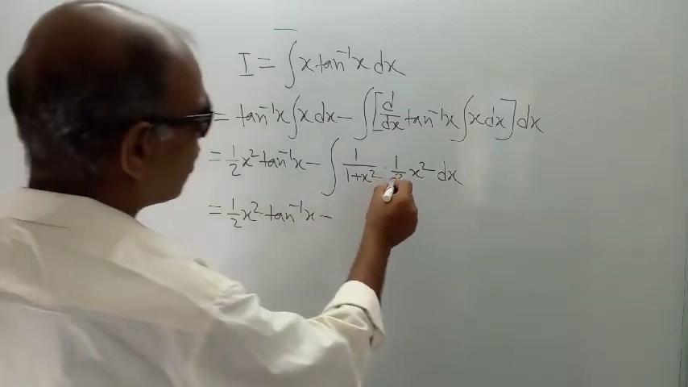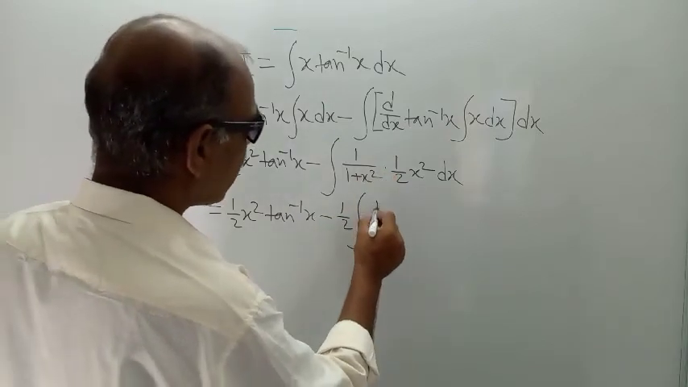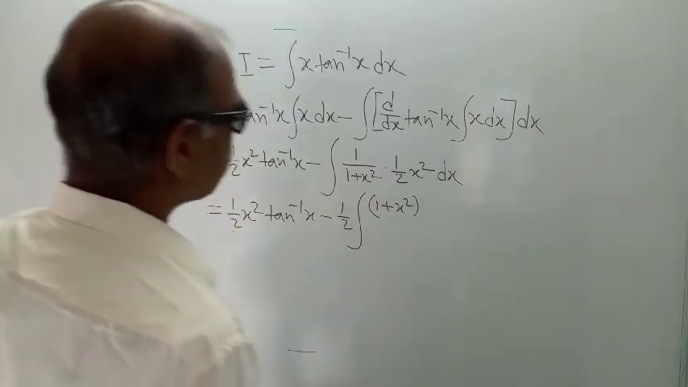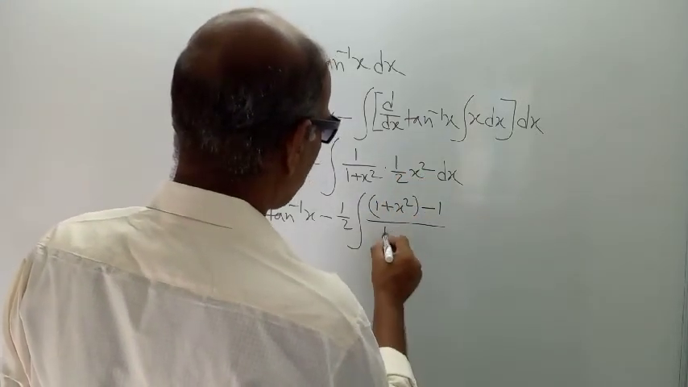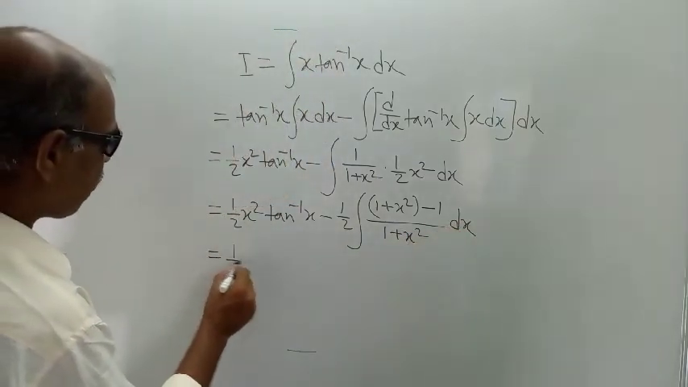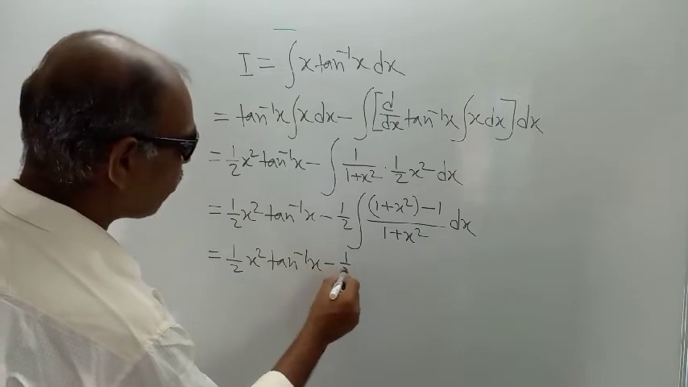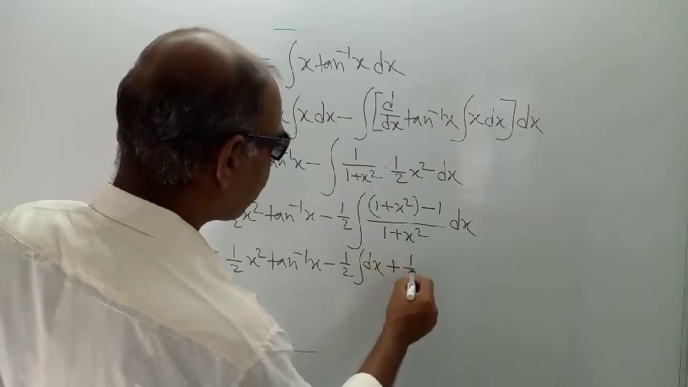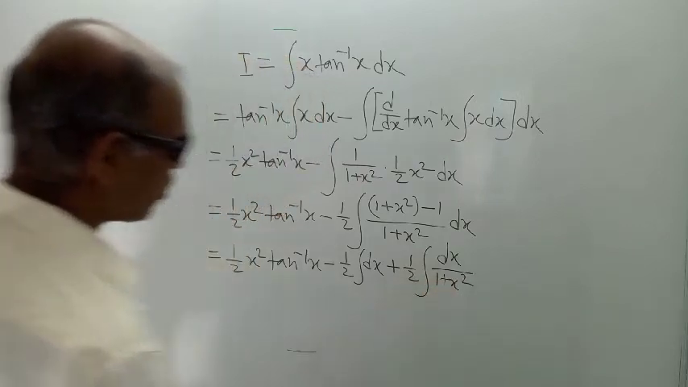Here minus half, here half is there, so you write this way, half, then 1 plus x square, you write this way, then x square is there, so minus 1 divided by 1 plus x square dx, right? So this is equal to half x square tan inverse x minus half integration of dx, minus minus plus half dx divided by 1 plus x square, right?